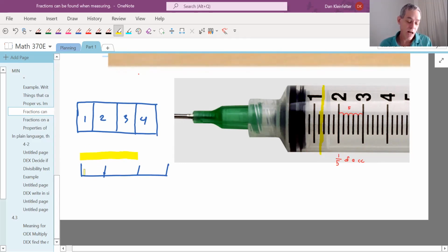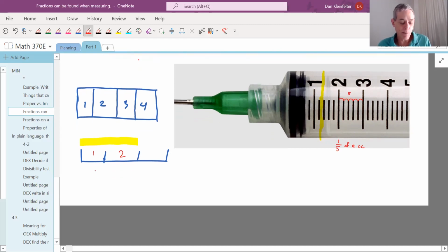So here, how long is this yellow bar? Is it 2 or is it 3? Well, you count the spaces between. There's 1, 2, not 1, 2, 3. You count the spaces between, not the lines.